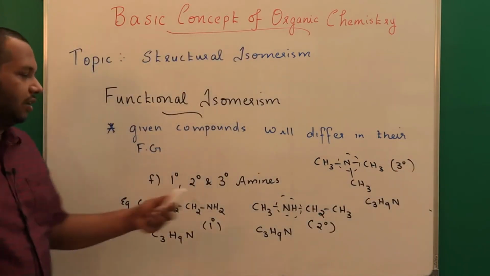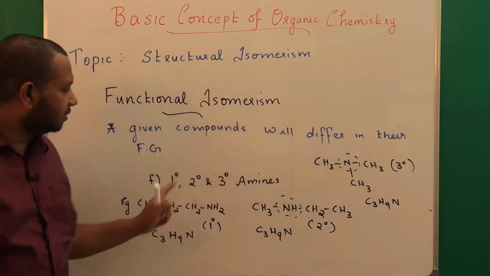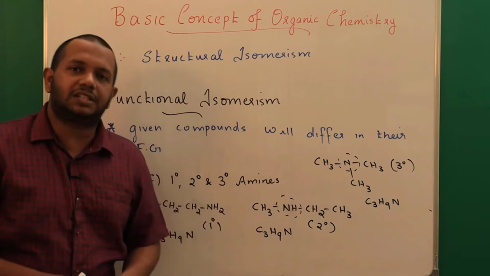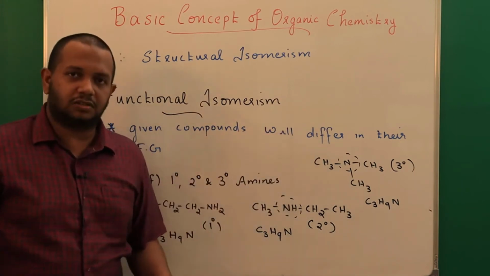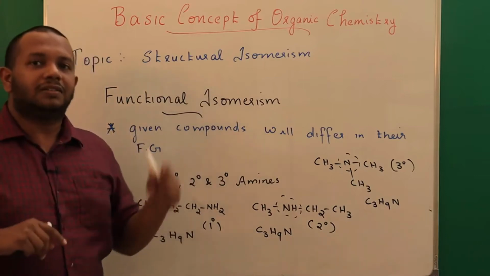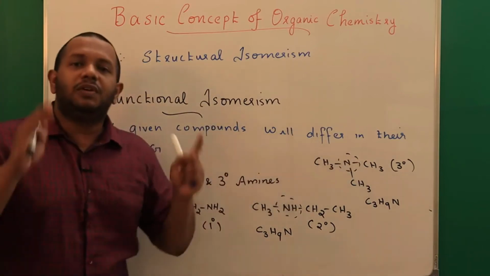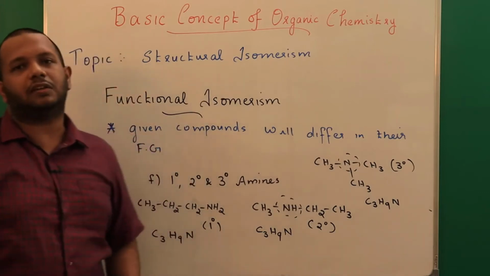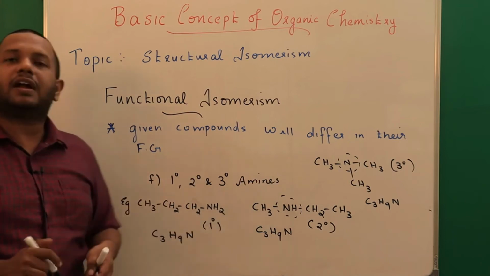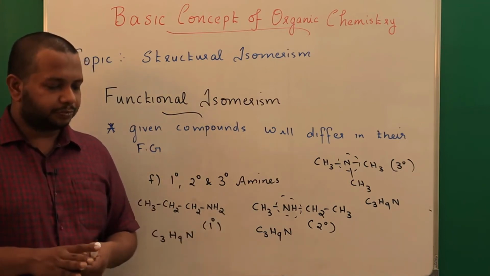So what does this mean? All 1 degree, 2 degree, 3 degree amines are having the same molecular formula C3H9N, but they are having different structures through different functional groups. Since they are having different structures through different functional groups, we say functional isomerism is a subcategory of structural isomerism. Clear? So all are having different functional groups. I hope this is clear for you.